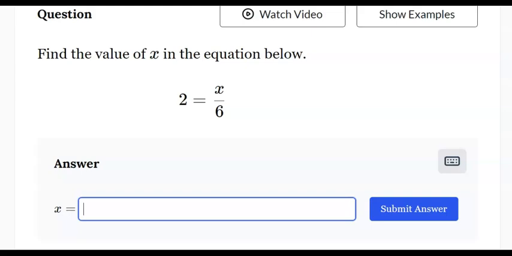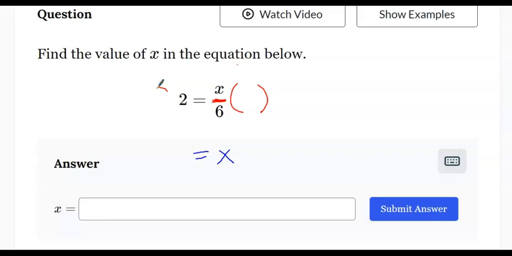It looks like we have a statement that says that 2 is equal to the mystery number x divided by 6. So what we want to do is figure out what happened before we divided by 6. In order to isolate this variable to figure out what x is, we need to perform an inverse operation. And the opposite of dividing is multiplying. Some people use a little x for multiplying, some people use a dot, but typically in high school we use parentheses.